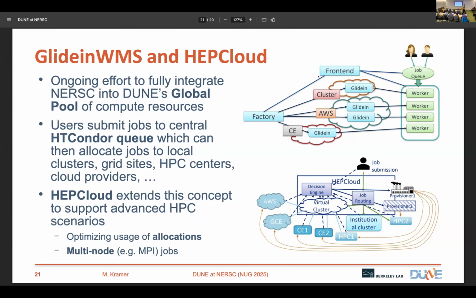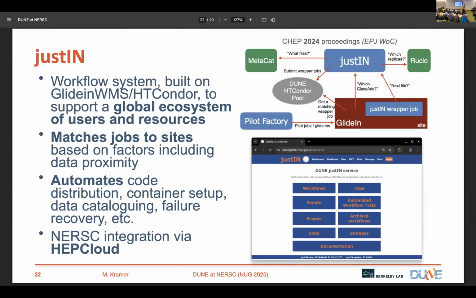So that uses the GlideinWMS system that integrates with HTCondor. And then going a step further, there's something called HEPCloud, which adds support for features at HPC centers that GlideinWMS doesn't really meet. So things like knowing how to charge allocations, that's something that HEPCloud can do. And more complex sorts of jobs that involve multiple nodes, like MPI jobs, that's not really something Glideins do, at least that's not what they're built for. And so HEPCloud fills that gap.